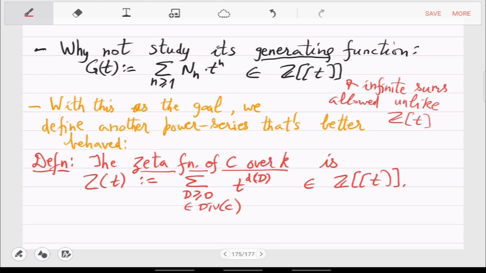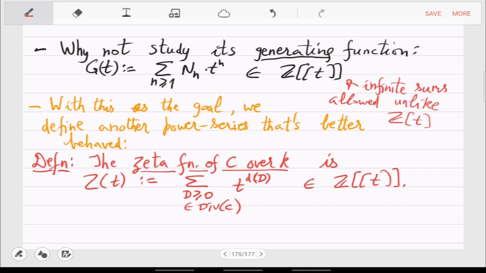So one, you can expect a relationship because a divisor is nothing but a formal sum of points, sigma p_i. So, for example, this possibly can be factored into points. Every divisor is a sum of points and degree is additive. So every monomial here, t raised to degree, actually can be written as a product of t raised to degree of points. And then the whole zeta function can be factored.